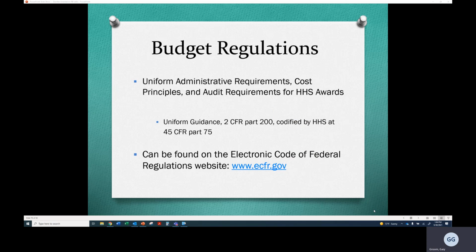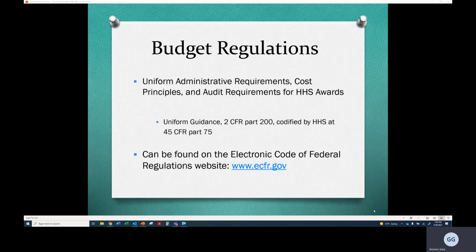Before jumping into specifics, I do want to note there are several resources available that can help with questions you may have during your grant. One of the primary sources of information is a publication known as the Uniform Administrative Requirements, Cost Principles, and Audit Requirements for HHS Awards, or what is more commonly referred to as the Uniform Guidance. You can see on the slide it is also referred to as 45 CFR Part 75.